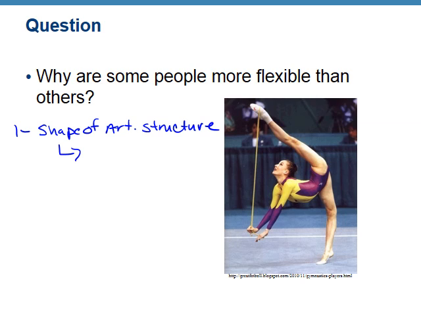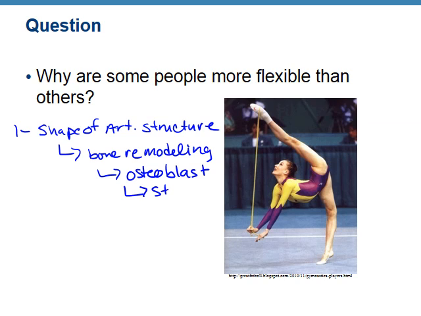When you think of the shape of articular structure, you should be thinking about bone remodeling. If you think about bone remodeling, you should be thinking about osteoblasts, and then you should be thinking about stress, right? How is it that bone remodeling occurs lifelong? Because we're constantly putting stress on certain areas of our bones, and that's going to cause osteoblasts to build in that area. Two, ligaments.